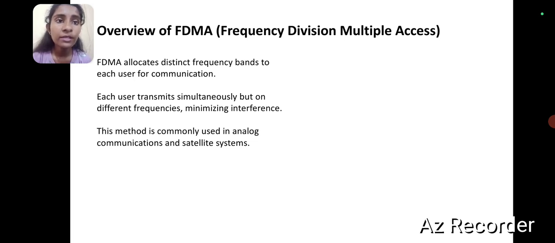So FDMA will allocate different frequency bands to each user to transmit the given message or signal. Each user transmits simultaneously but on different frequencies, minimizing interference. So this will not allow any kind of interruption or interference while the message is being transmitted. This method is commonly used in analog communications and satellite systems.